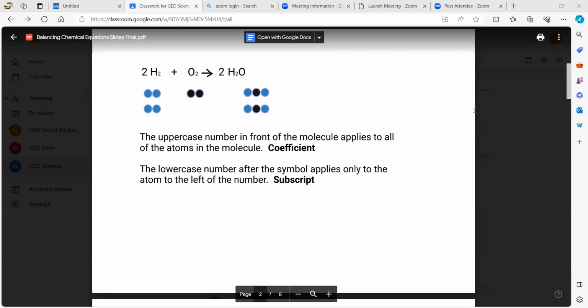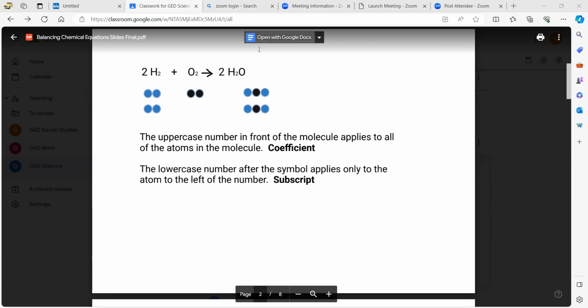First of all, the reason that a chemical equation needs to be balanced has to do with the law of conservation of mass. The law of conservation of mass states that in a chemical reaction, mass is neither created nor destroyed. It is only changed.